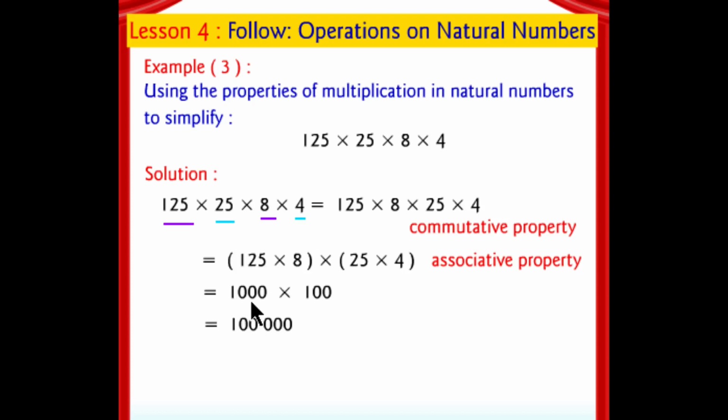125 times 8 equals 1000. 25 times 4 equals 100. 1000 times 100. Count the number of zeros: 1, 2, 3, 4, 5. Write 5 zeros. And 1 times 1 equals 1. Then it equals 100,000.